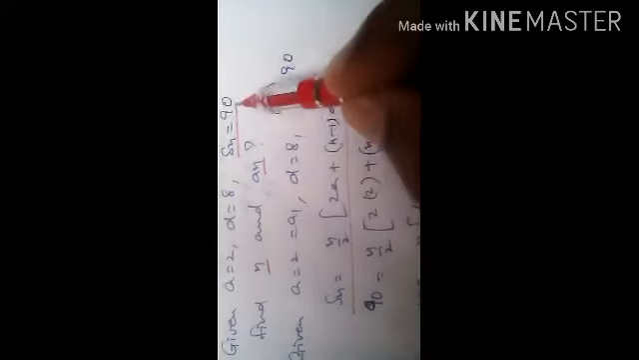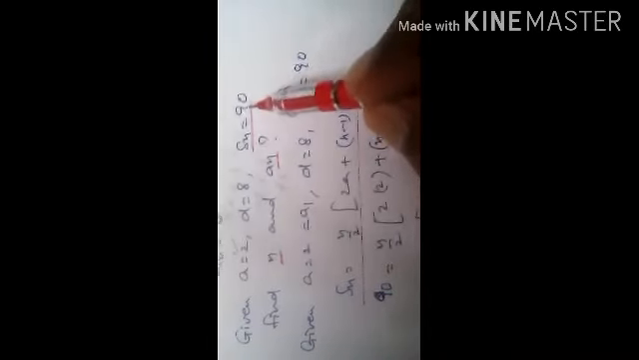In the next question, given that A is equal to 2, D is equal to 8, Sn is equal to 90. So we need to find n and An. So given values are A1 is equal to A is equal to 2, D is equal to 8, Sn is equal to 90. I am using the second formula, because we know only the first value, we don't know the last value. We know the sum of n numbers only. It's not the last term, it's the sum of all the numbers. So I am using the second formula.